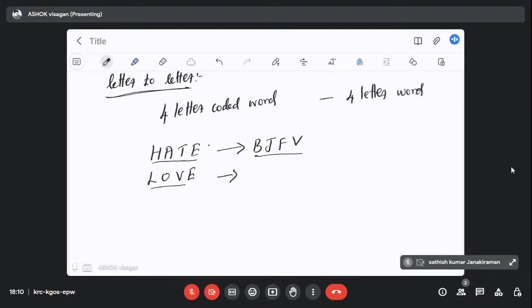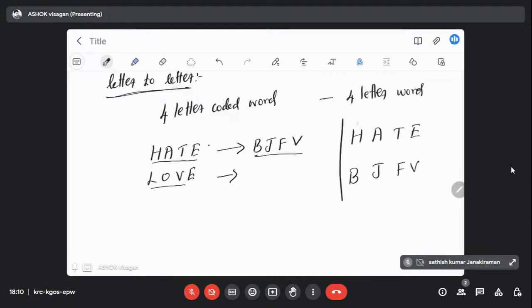Now let's find out the answer for the word LOVE. And HATE is coded as BJFV. What is the logic behind this? When I want to find the answer, just write down the word like this: HATE. And below that, write down the coded word BJFV.